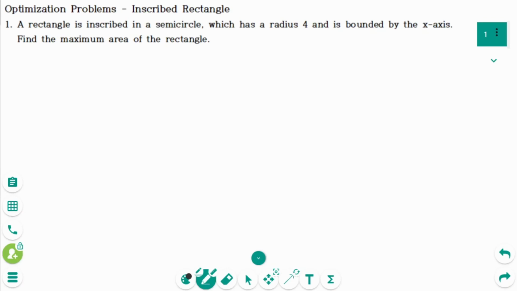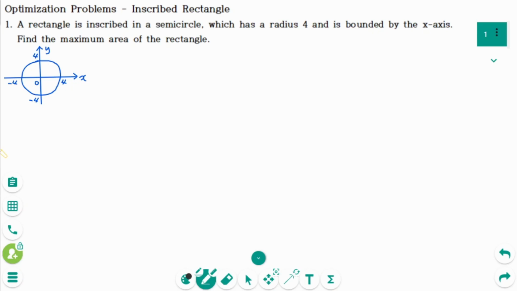This video will cover questions relating to the topic of optimization problems. Inscribe the rectangle. Question 1. When looking for an equation in such a question, it is best to use the most basic one without transformation. It is usually assumed that the center is at the origin.